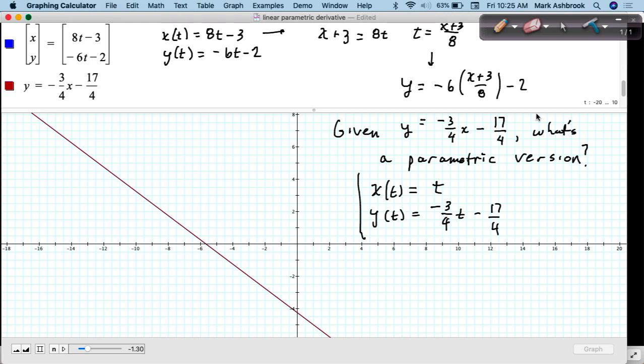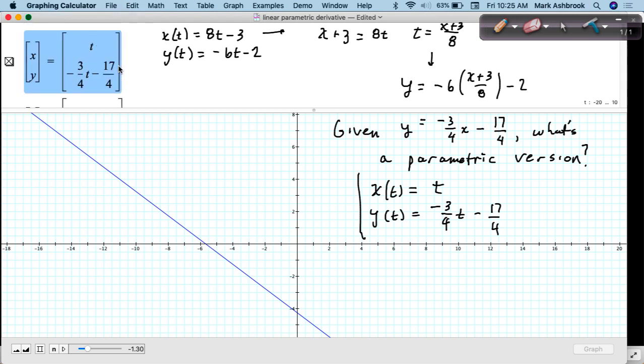And so I'm going to turn off the y and x version. And here's the original, and here's that one. So if I turn on this one, x equals t, y equals negative 3/4 t minus 17/4, what will happen? Same line. It's just kind of like indigo. Let's do black. Why is it staying blue? I'll turn off the purple one. There we go.